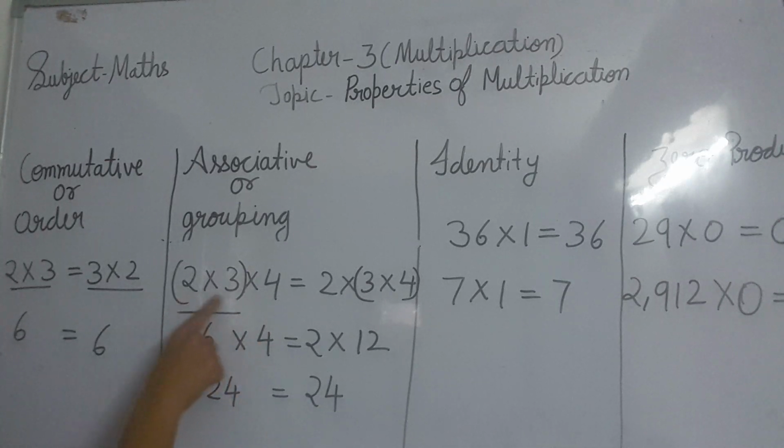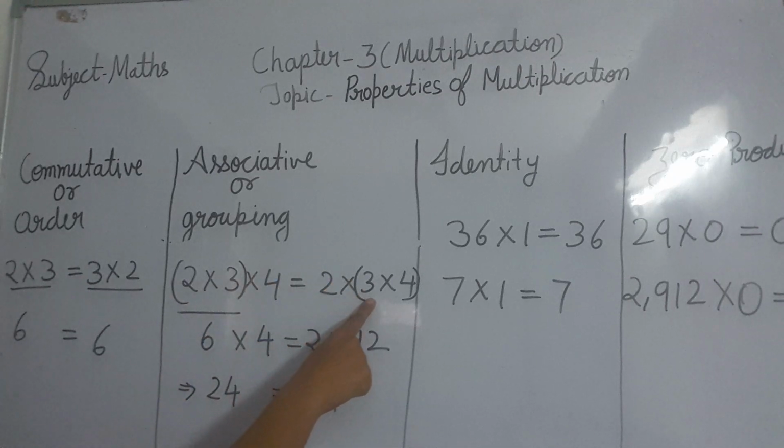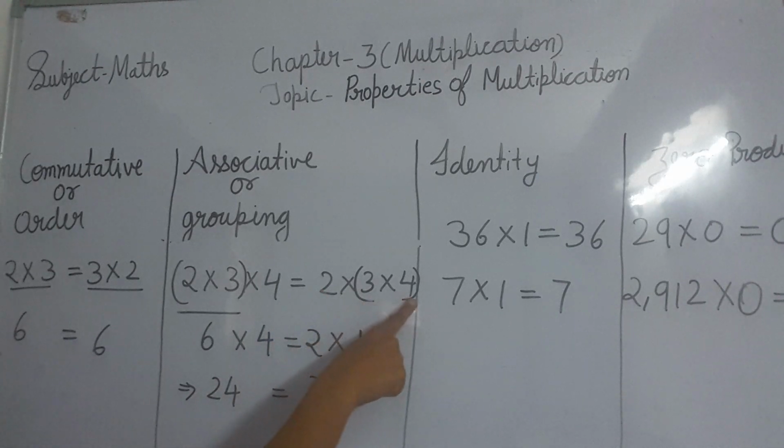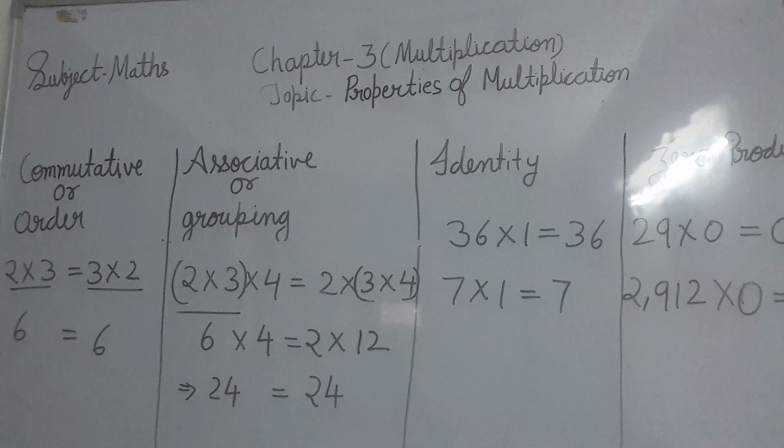Now here I am changing the group. Now I am making the group of 3 and 4. So first we have to solve this bracket. 2 will come as it is. 3 multiplied by 4 is 12. So 2 multiplied by 12 is equal to 24. The product remains the same. The product is not changing.